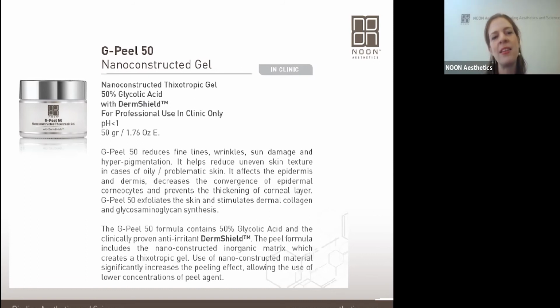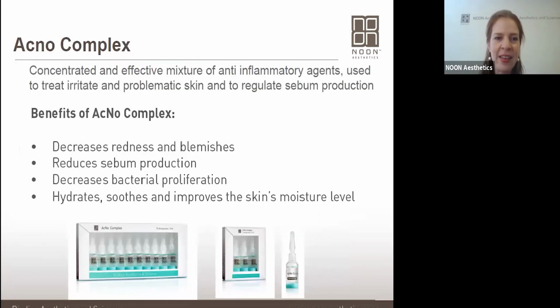Okay, I apply it as well for 3 minutes and then neutralize it. The second stage will be the cleaning and drying of the face with thermogel. And afterwards, after I wash the face again, we'll use the acne complex to relax the skin, with a lot of anti-inflammatory products to soothe it, and decrease the redness and decrease the bacterial proliferation.